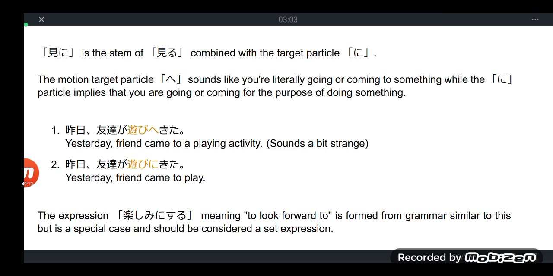So this is another lesson. As I recall, we have not yet formally discussed the difference between this and ni, this target particle with the motion target particle. But nevertheless, let's see the sentences. Kino tomodachi ga asobe shita. Yesterday, a friend came to playing activity. Sounds a bit strange, but this one is better: Kino tomodachi ga asobi ni kita.